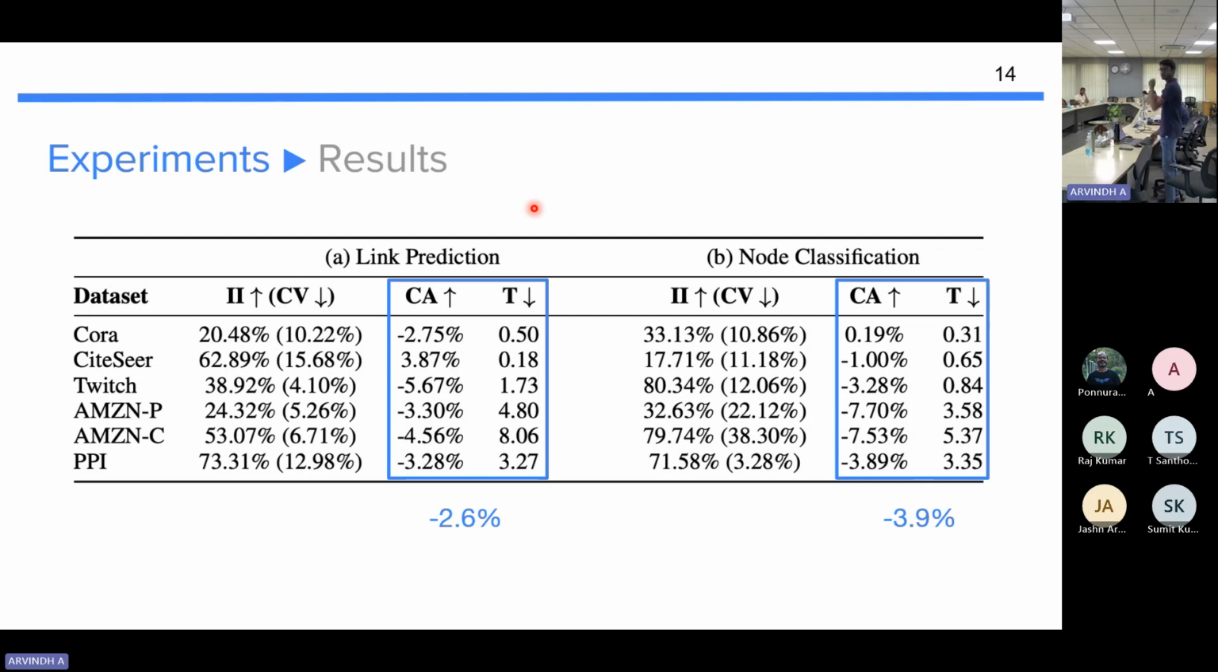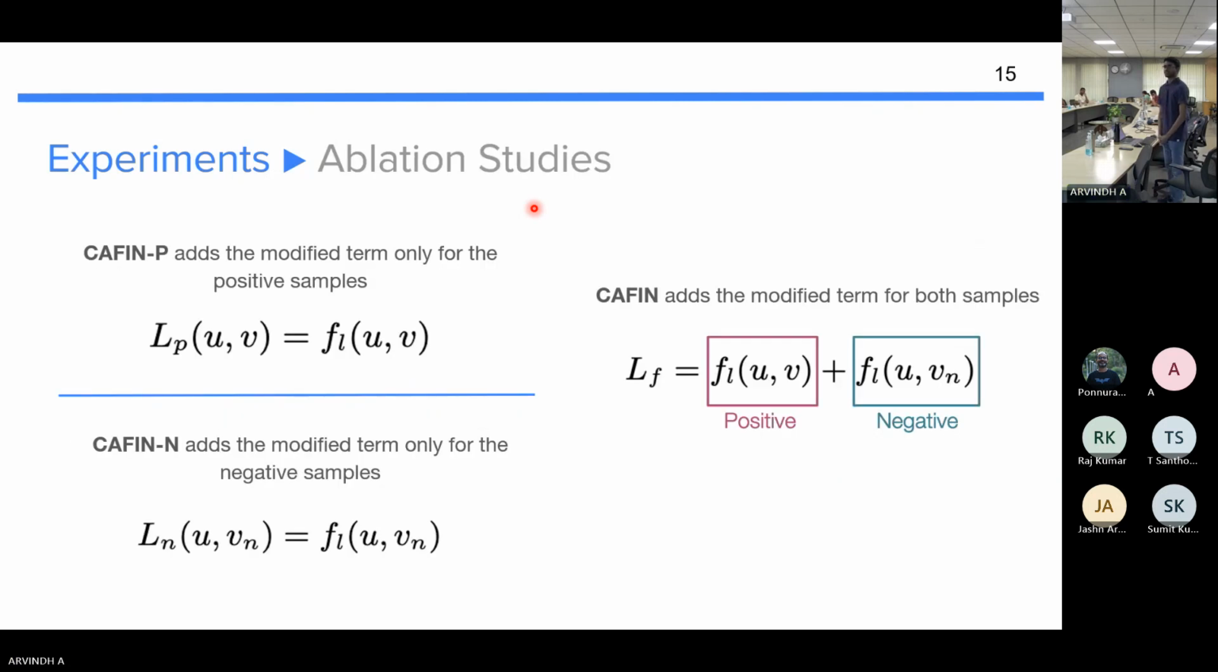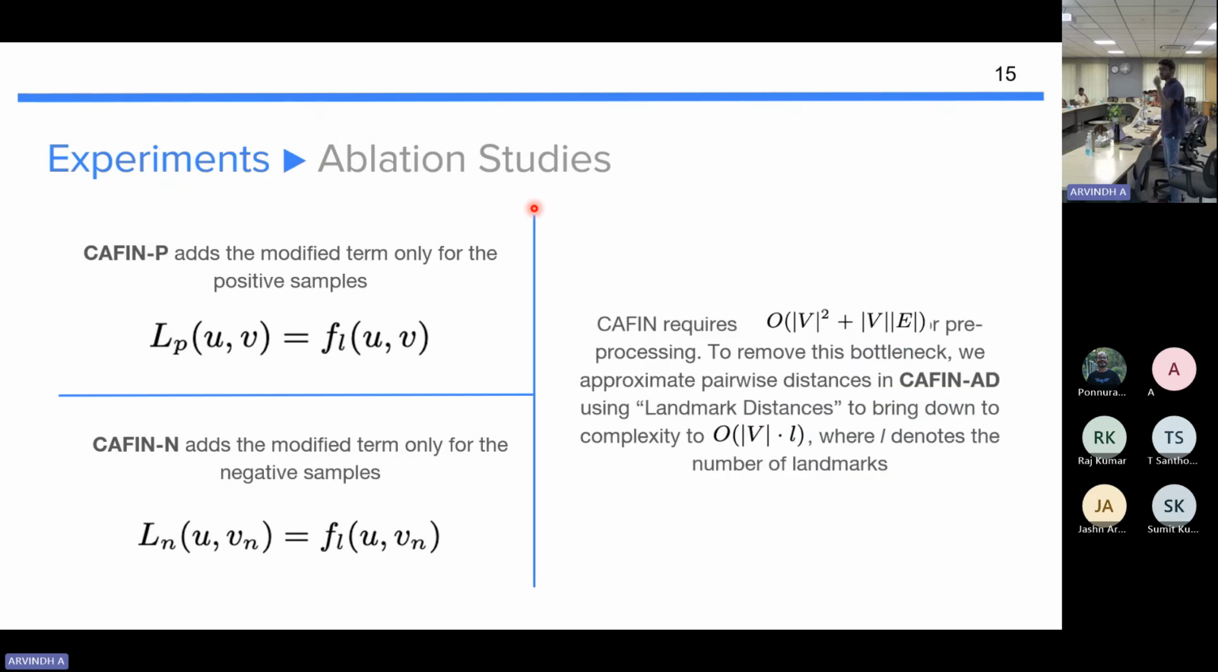So I'll now move on to the ablation studies. If you remember earlier, I said CAFIN adds the modified term for both the positive sample and the negative sample. So we have 2 more versions of CAFIN, CAFIN P and CAFIN N, which add the modified term only for the positive sample and the negative sample, respectively. And we also propose a newer, better version of CAFIN called CAFIN AD, whose main goal is to reduce this induced time complexity.